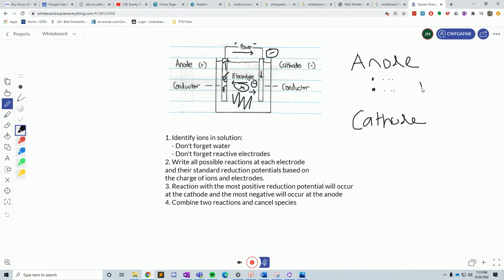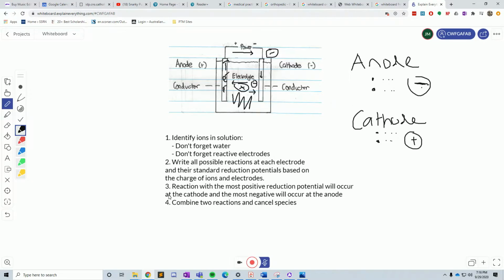So at the anode, which is positive, all of the ions reacting here are going to be negative, whereas at the cathode, because it's negative, all the ions reacting here are positive. And so once you have your lists, remembering water and electrodes that might be reactive, then you move on to step 3.